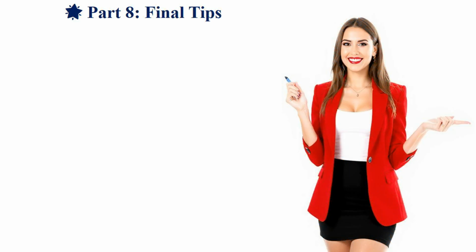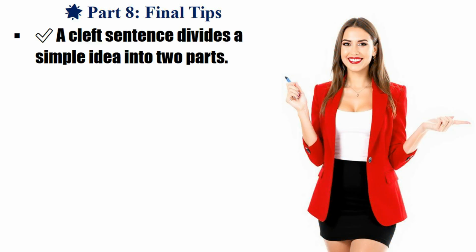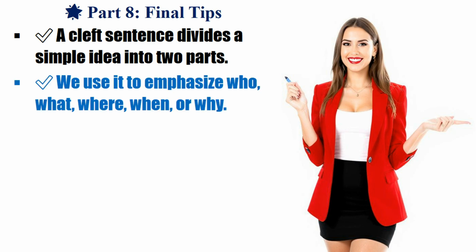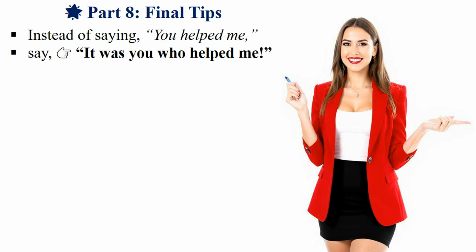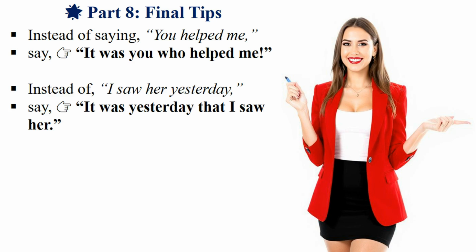Part 8. Final tips. So remember, 1. A cleft sentence divides a simple idea into 2 parts. 2. We use it to emphasize who, what, where, when, or why. So the next time you want to sound expressive or dramatic, try it. Instead of saying, "You helped me," say, "It was you who helped me." Instead of, "I saw her yesterday," say, "It was yesterday that I saw her." See? Small change, big difference.